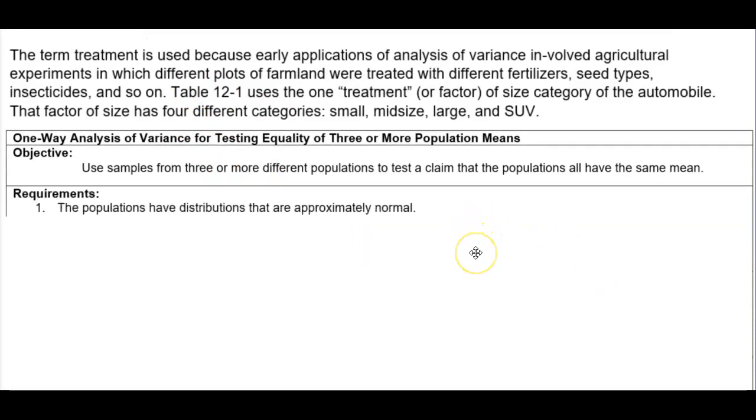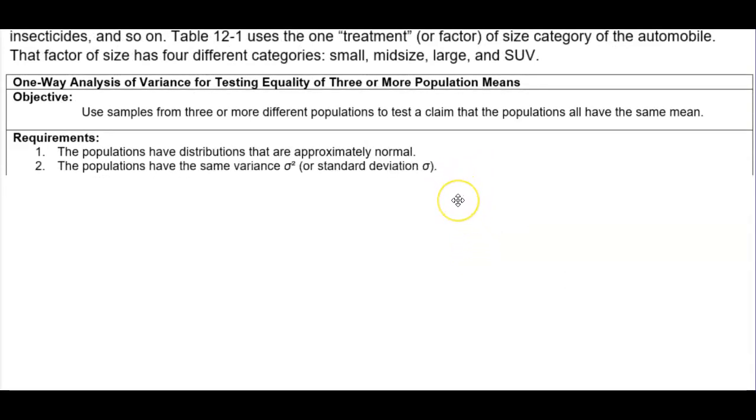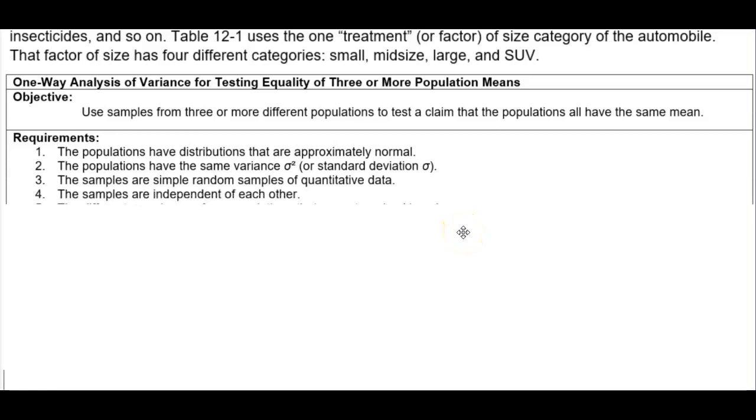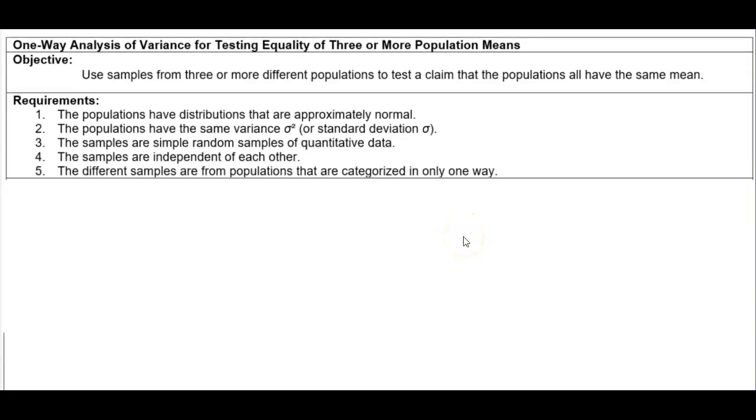Requirements: 1. The populations have distributions that are approximately normal. 2. The populations have the same variance or standard deviation. 3. The samples are simple random samples of quantitative data. 4. The samples are independent of each other. 5. The different samples are from populations that are categorized in only one way.